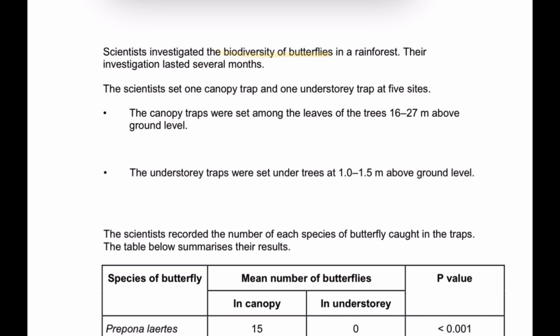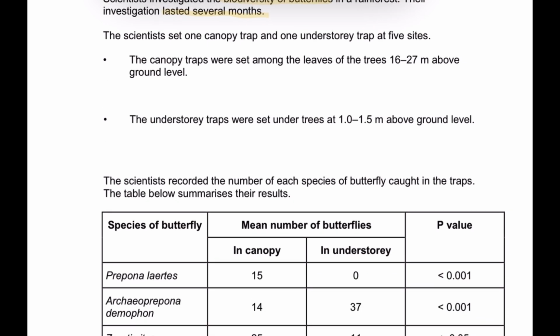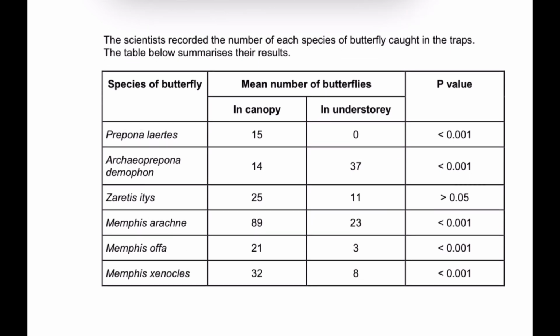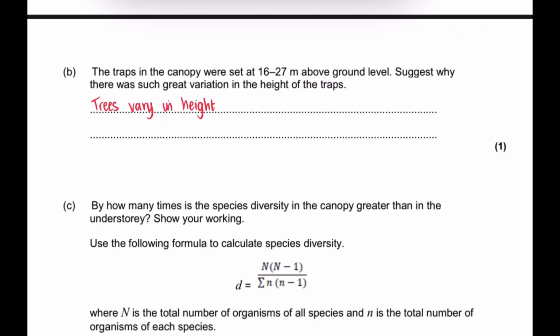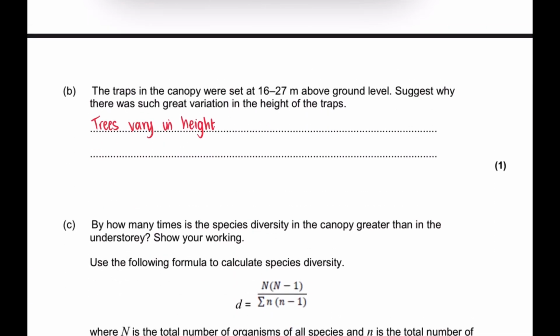Scientists investigated biodiversity of butterflies in a rainforest. Their investigation lasted several months. The scientists set one canopy trap and one understory trap at 5 sites. The canopy traps were set among the leaves at 16 to 27 meters above ground level, and the understory traps were set under trees at 1 to 1.5 meters above ground level. The scientists recorded the numbers of each species of butterfly caught in these traps, and the table below summarizes their results.